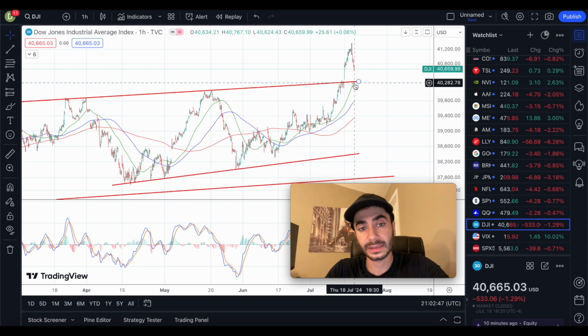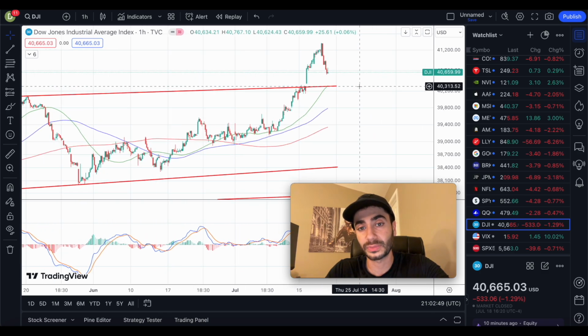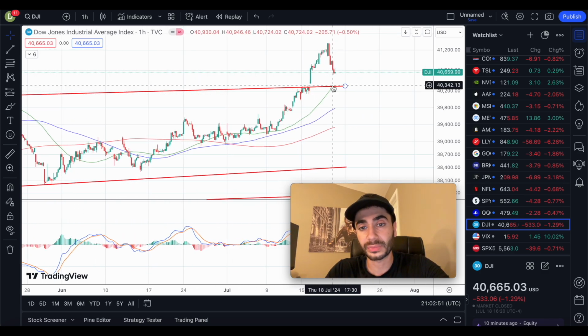And the moving average kind of collides with the upward trend resistance level that could act as support on the way down. And if you're wondering what that price point is, it is about 40,332 points, give or take. Currently, we're at 40,665 points.